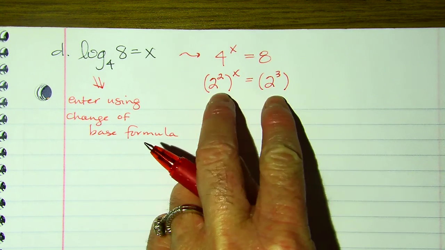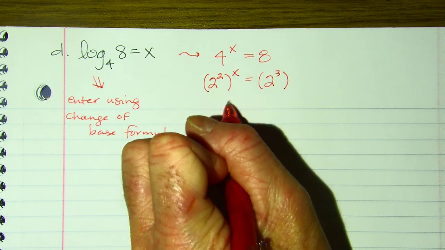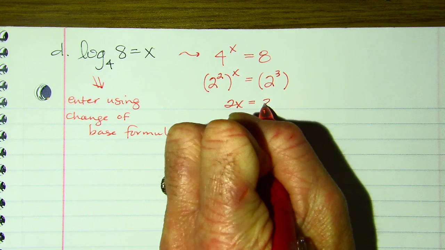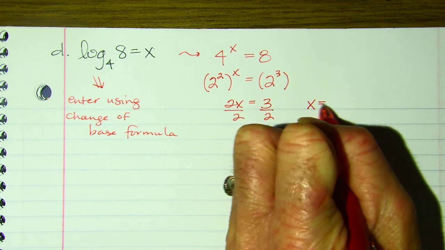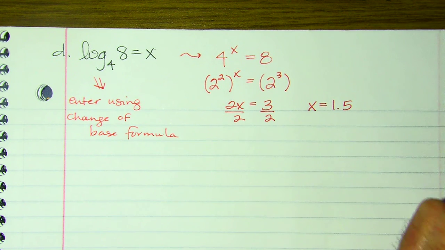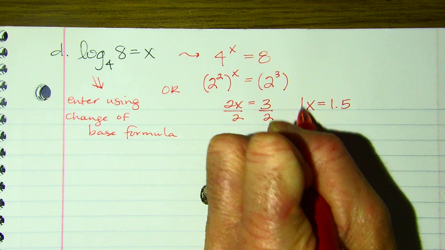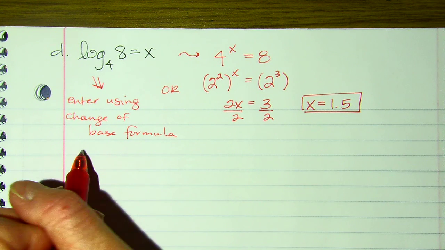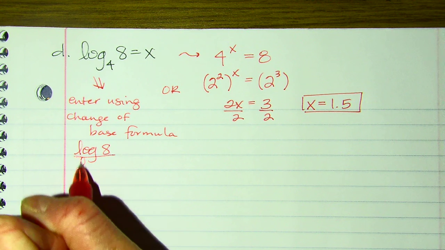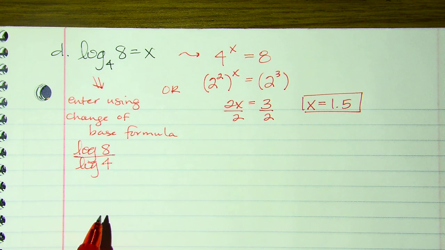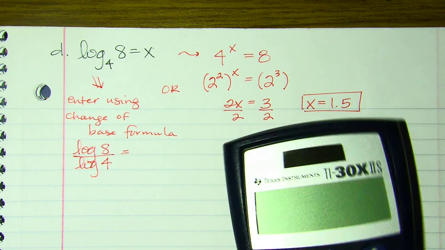When my bases are equal, I can set my exponents equal to each other. So 2x must equal 3, divided by 2, x equals 1.5 or 3 over 2. So that's one method. If you simply enter it in your calculator, you do log of 8 divided by log of your base. The base goes on the bottom, and so you would enter this in your calculator.